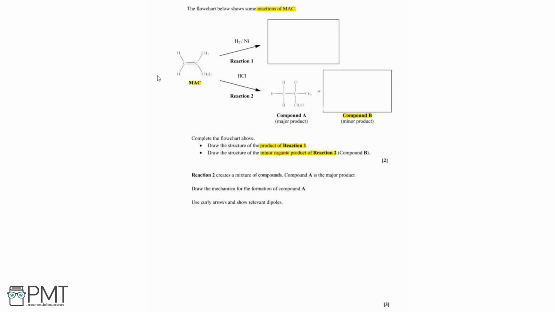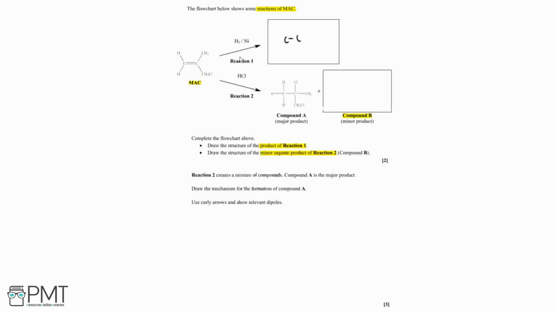We've got our compound MAC here, and our reagents are hydrogen and nickel. And this reaction is going to be a hydrogenation reaction where we open up this double bond and instead we saturate the compound with hydrogen. So our compound will look like this.